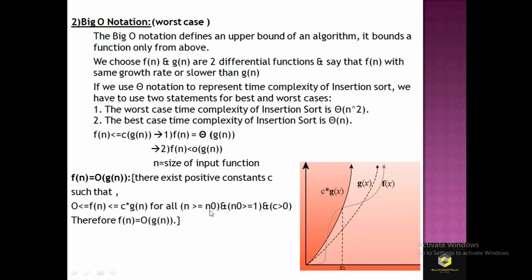Here n naught is the value which we are going to assume, and n naught must be greater than or equal to 1, and c must be greater than 0. C is the constant that we are going to take. Therefore f of n is equal to big O of g of n. Then only f of n is equal to big O of g of n.